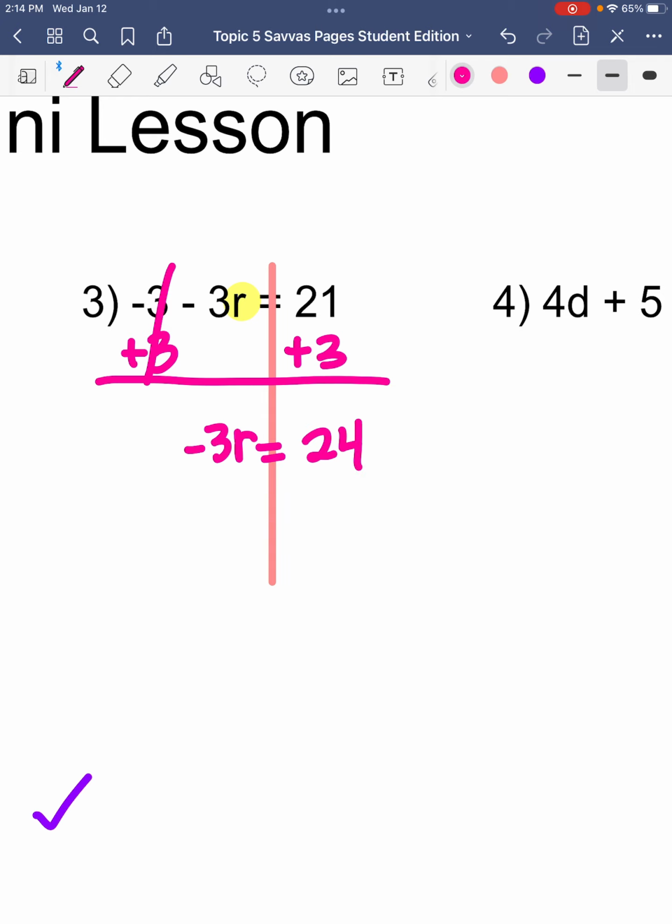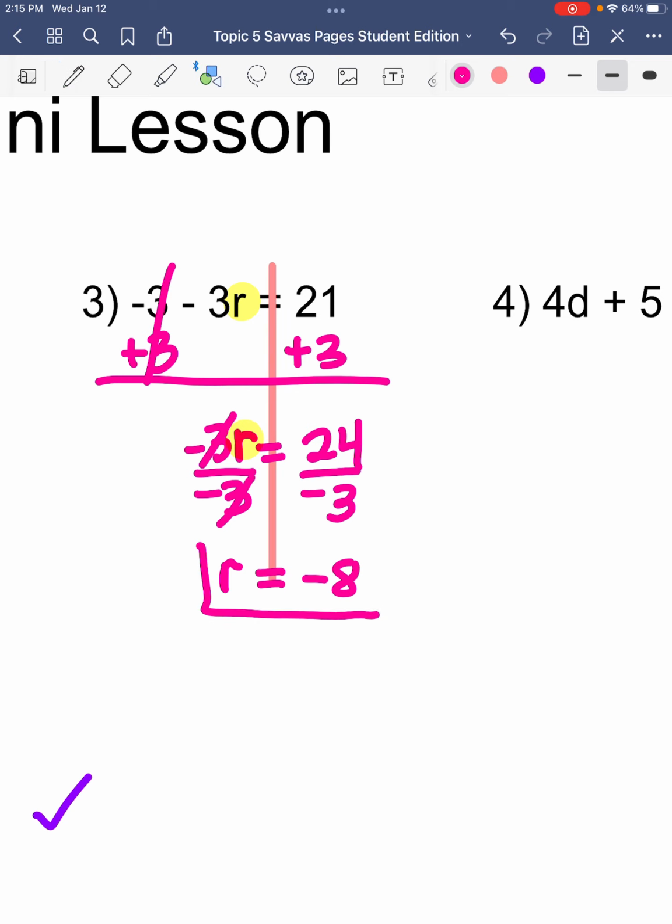So now I'm still trying to get that R by itself. How is it connected to -3? It's connected through multiplication. So how do I undo that? I divide. So I'm going to divide by -3 on both sides. Now on the side with the R, the -3's cancel out, and R is by itself, and 24 divided by -3 is -8. So R equals -8.